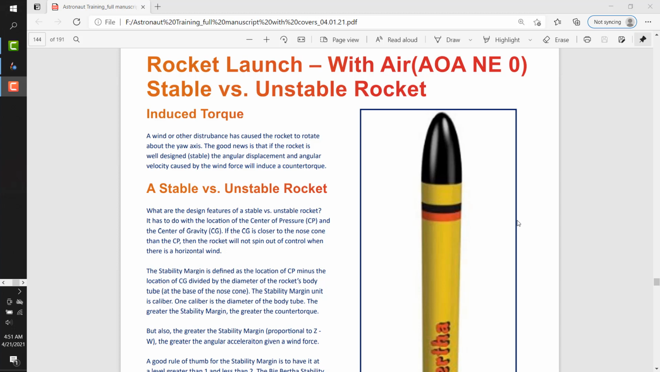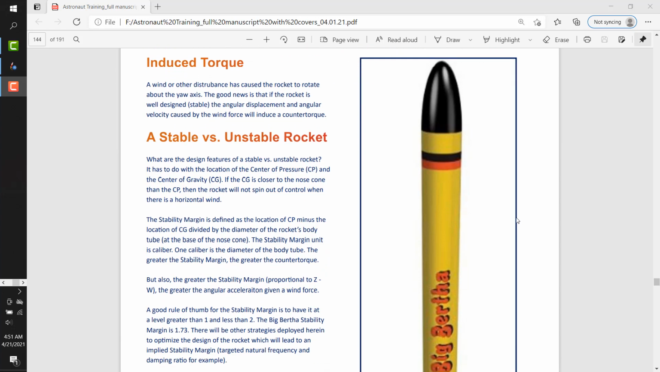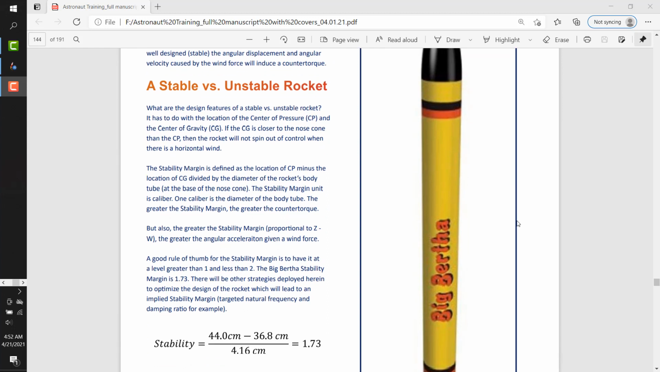A wind or other disturbance has caused the rocket to rotate about the yaw axis. The good news is that if the rocket is well designed, stable, the angular displacement and angular velocity caused by the wind force will induce a counter torque. So what are the design features of a stable versus unstable rocket? Okay, it has to do with the location of the center of pressure and the center of gravity.